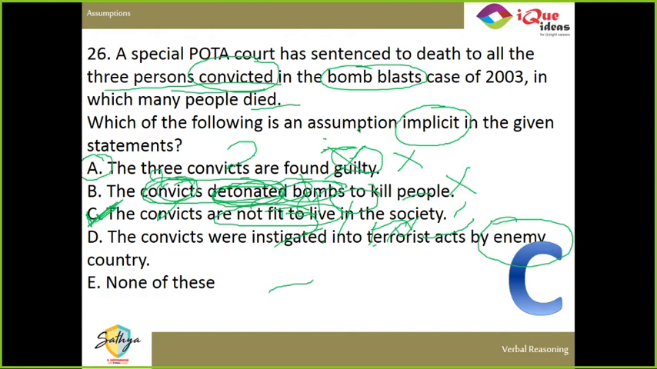And even if you remove the word society from C, they are not fit to live, then the death sentence is still obvious. So the convicts are not fit to live. If that is the assumption, it works for a death sentence. And not fit to live in society works both for death sentence and for life imprisonment. In both the cases, they are not fit to live in the society. So either you totally kill them or you remove them from society. Both work.